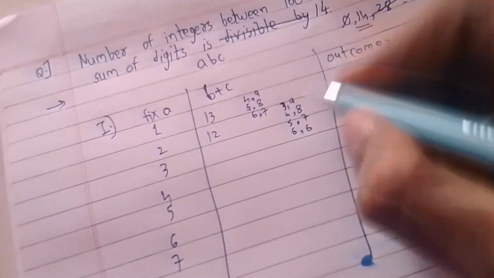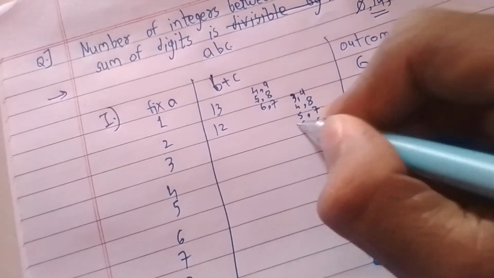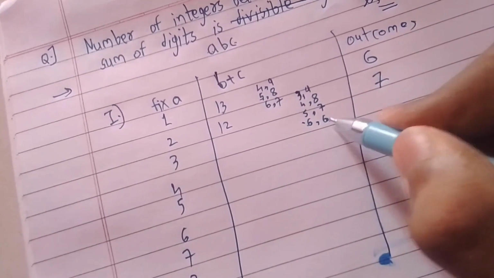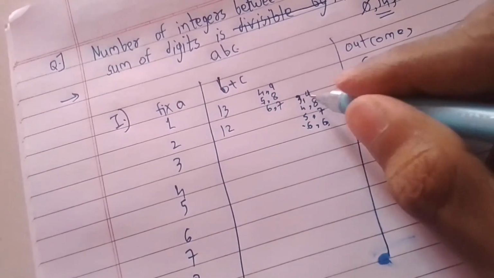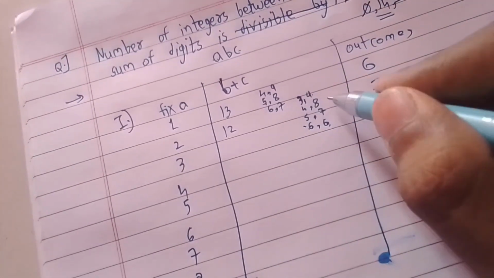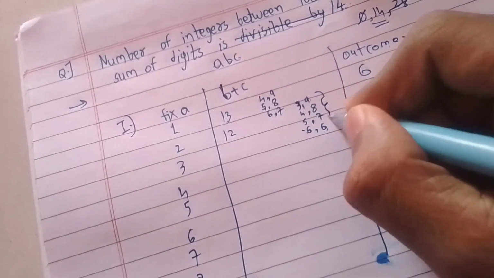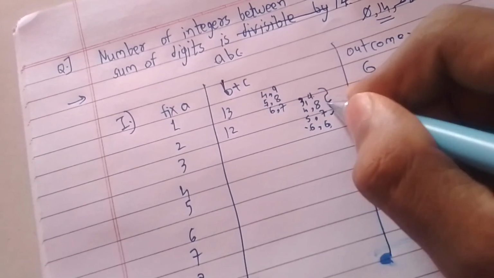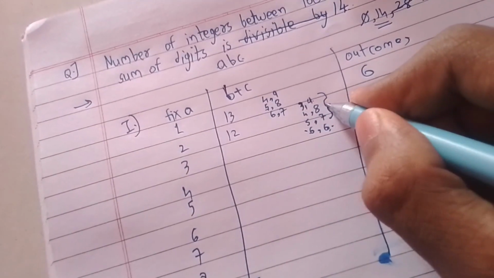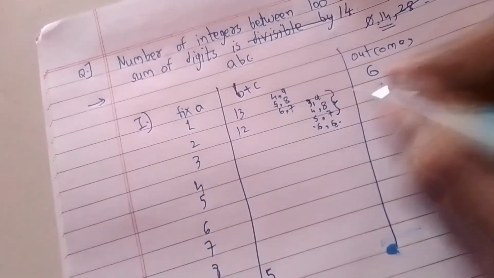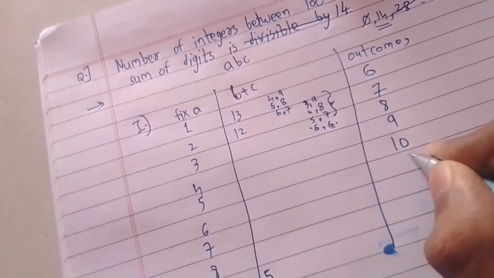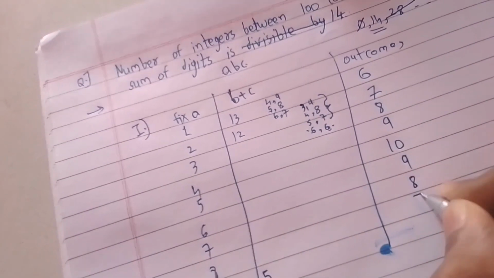7 outcomes, because if you reverse this pair 6,6, it will give me the same number, whereas another pair like 3,9 will give me 239 and 293, that are different numbers. So these 3 will give me different numbers, whereas this one will give me a single number. So 3 into 2 plus 1 will be 7, and similarly for this one it will be 8, 9, 10, 9, 8, 7, 6.